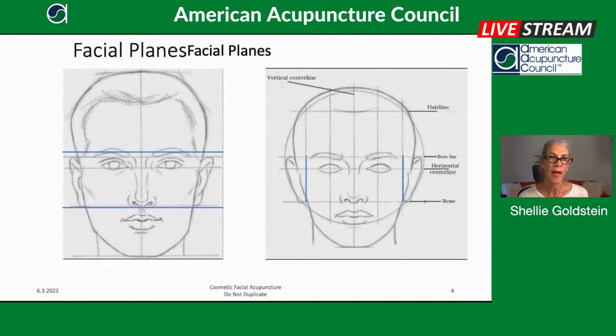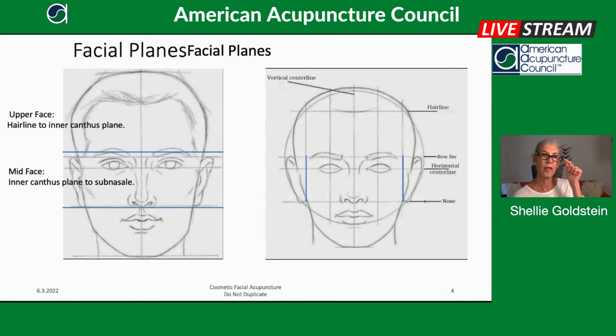When we look at the facial planes, we look at them in two different systems. We look at them horizontally and then we look at them vertically. So horizontally, we talk about the upper face, which includes the upper hairline to the inner canthus area at the top of the eyebrow. And the mid-face is referred to from the inner canthus plane to right below the nose, the subnasal. And then the lower face is considered right below the nose to the jaw area.